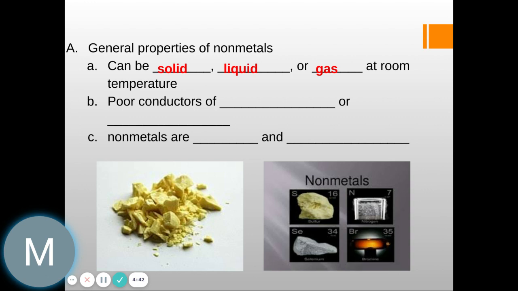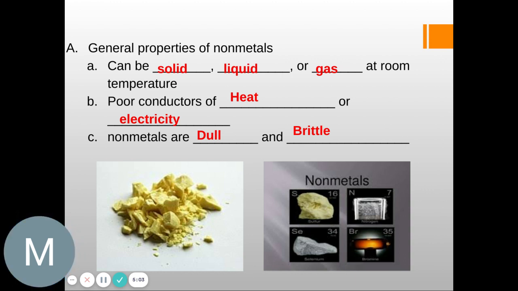Okay, so nonmetals, what are some characteristics? Metals are solids at room temperature except for mercury. Nonmetals can be anything: solid, liquid, or gas. They tend to be poor conductors of heat and electricity. They tend to be dull. They tend to be brittle.